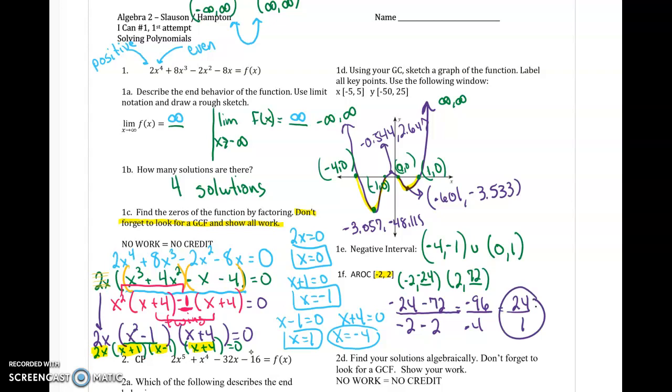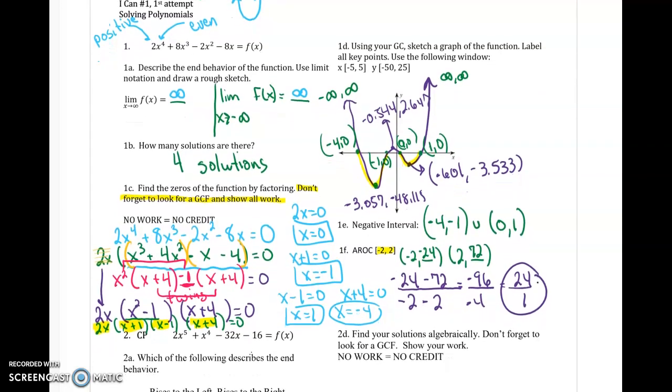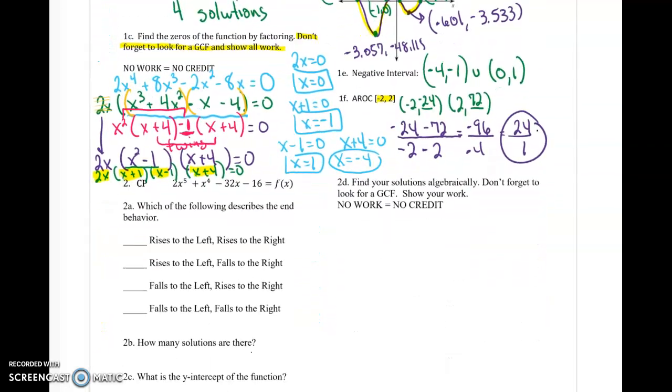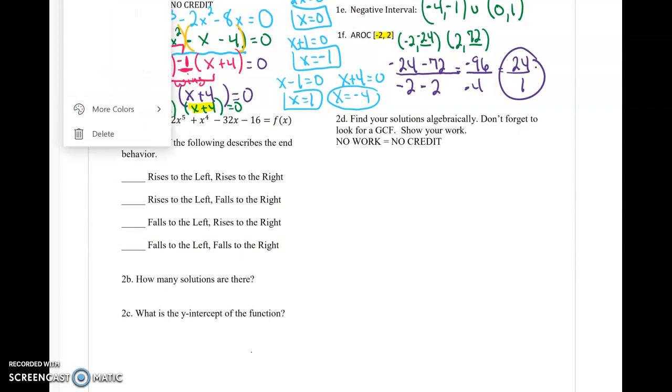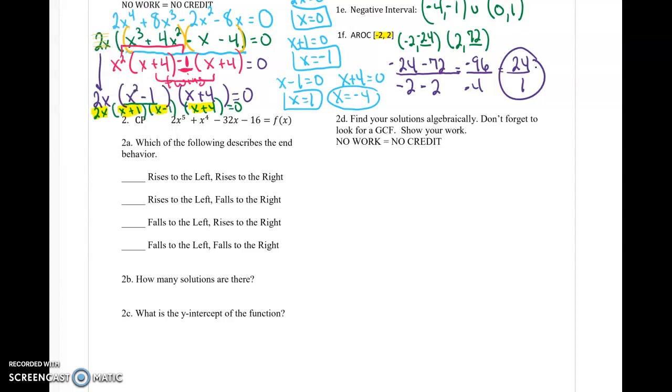All right, number 1 was a little long, but that's mainly because of the graphing calculator part. All right, number 2. Let's go to number 2. So using this equation now, let's get a different color going here. The CP on the left just reminds you that this is definitely a capstone question. So which of the following describes the end behavior?